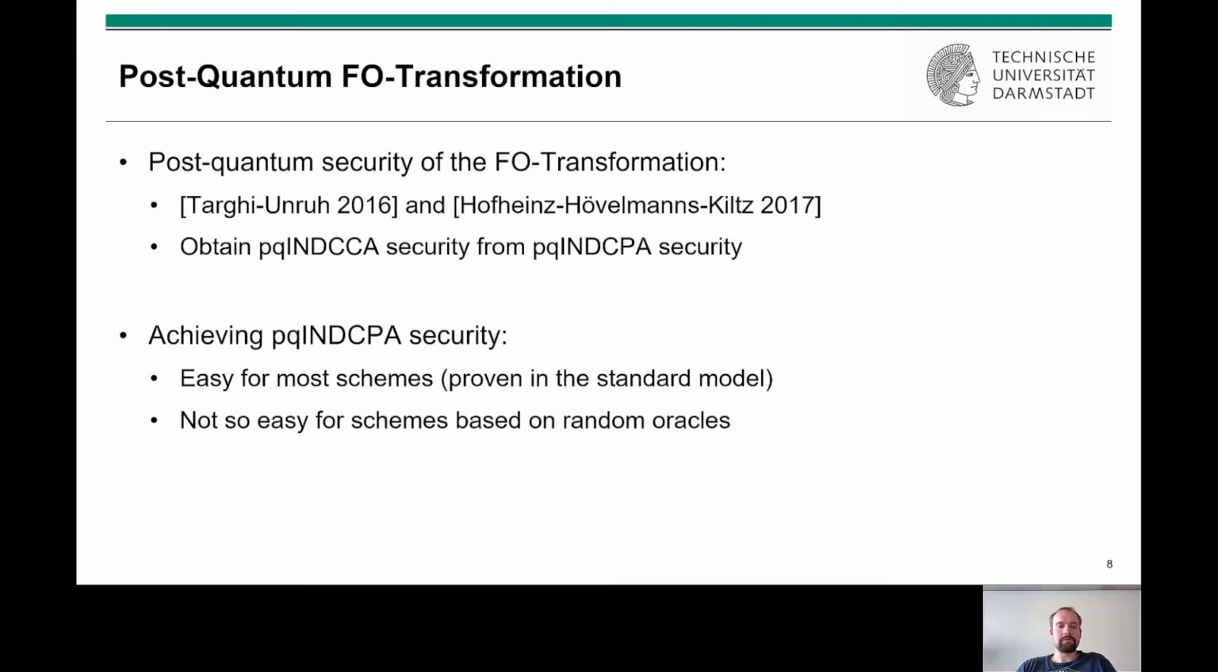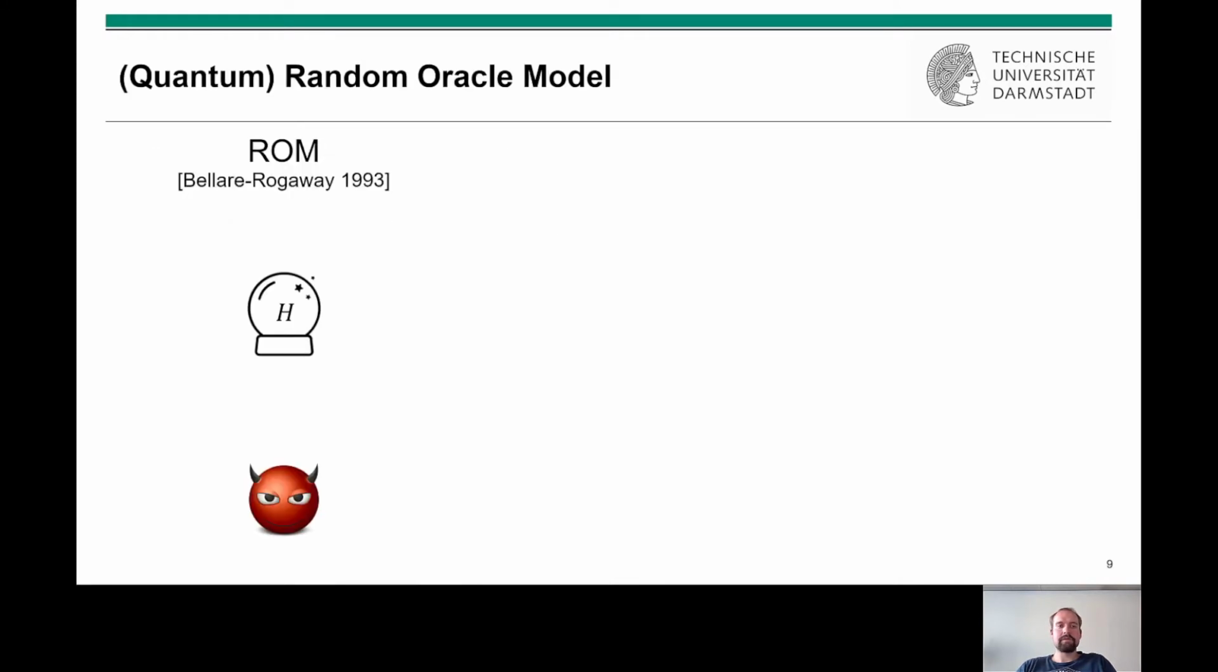And well, for most of the public key encryption schemes that are proposed as quantum resistant schemes, this is easy, and this includes basically all the schemes that are proven secure in the standard model, because there the proof easily translates also against quantum adversaries. But for the schemes that are based on random oracles, the situation is more difficult, and this also defines the focus of this work. And the reason for this is due to the quantum random oracle model.